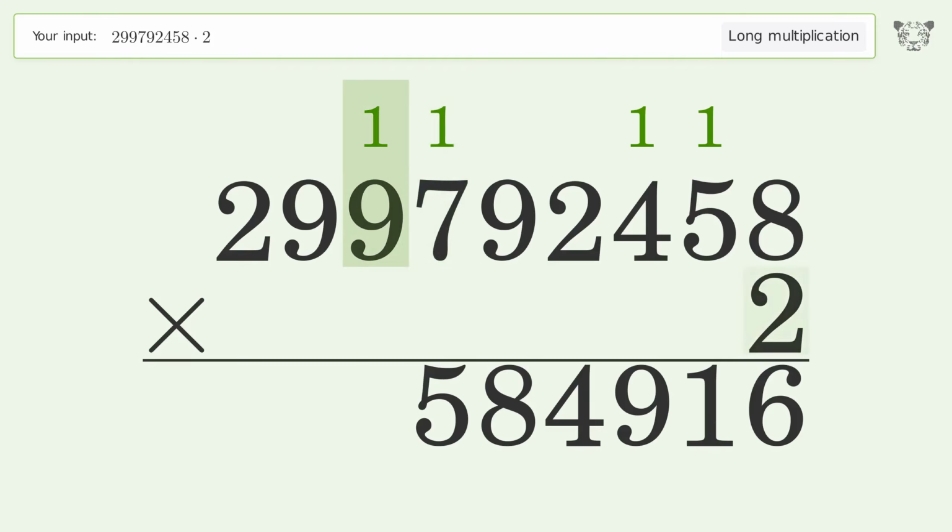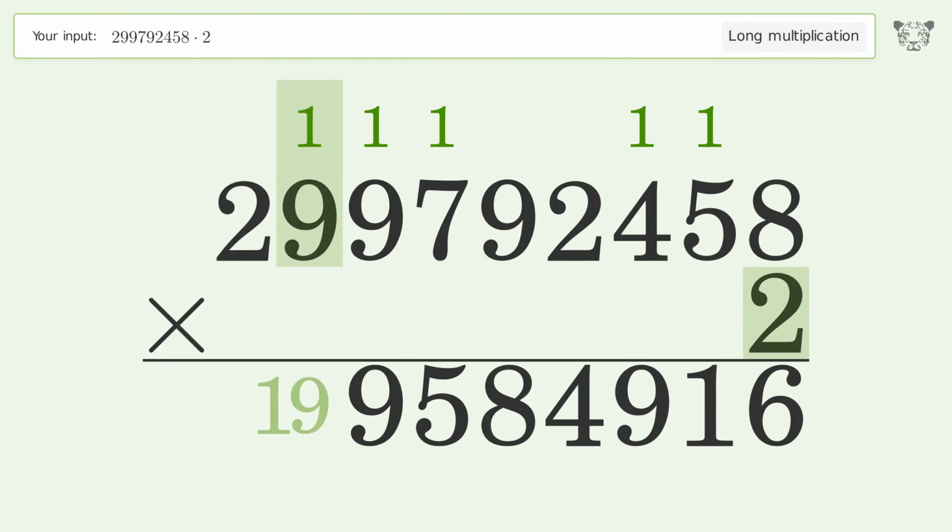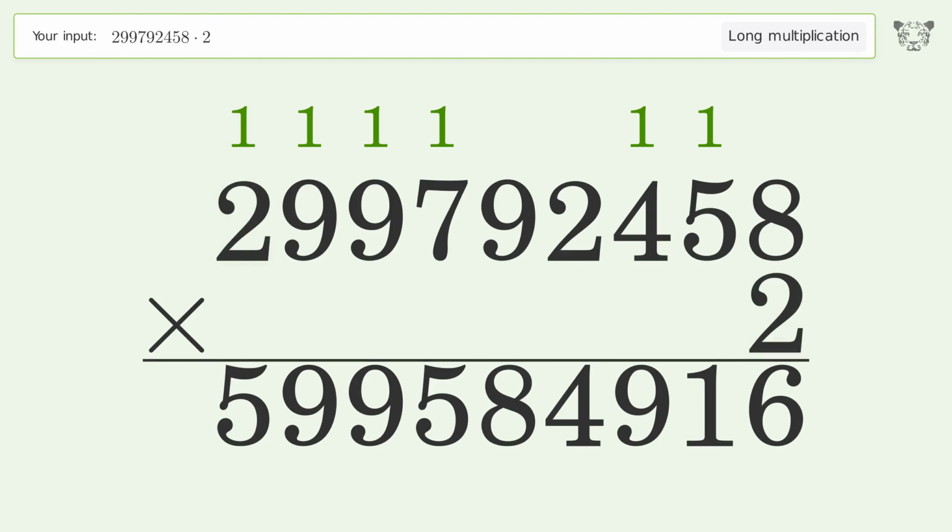1 plus 9 times 2 equals 19. Because the result is greater than 9, carry the 1 to the 10 millions place. 1 plus 9 times 2 equals 19. Because the result is greater than 9, carry the 1 to the 100 millions place. 1 plus 2 times 2 equals 5. And so the final result is 599,584,916.